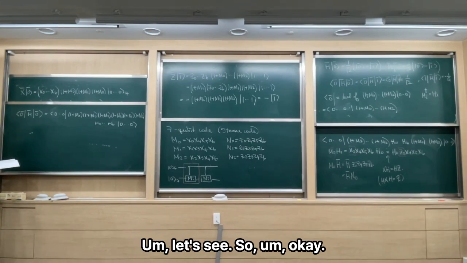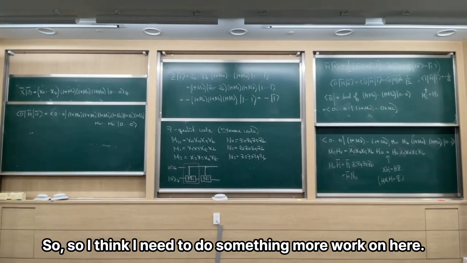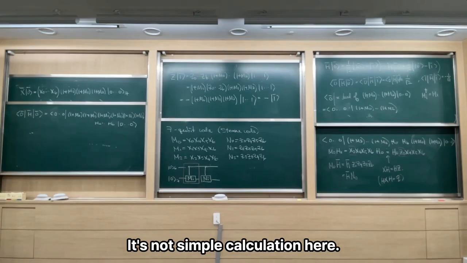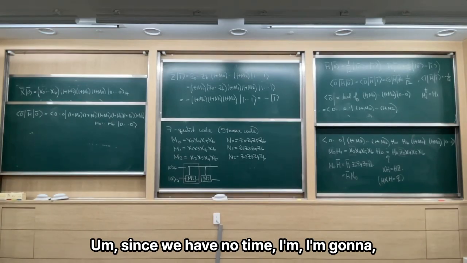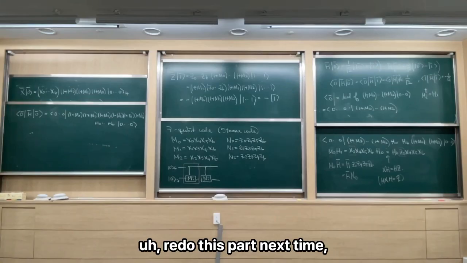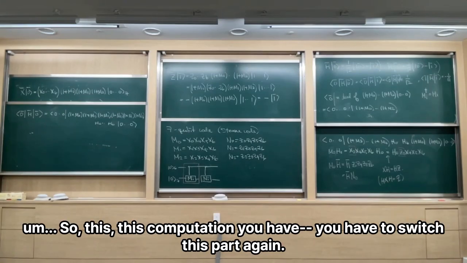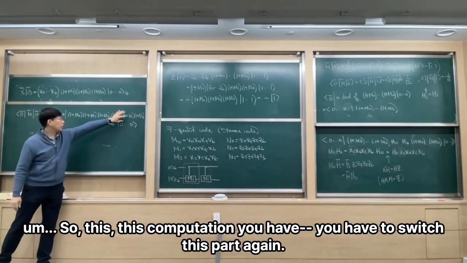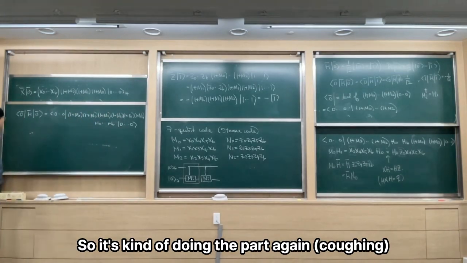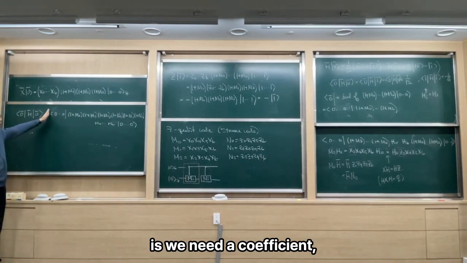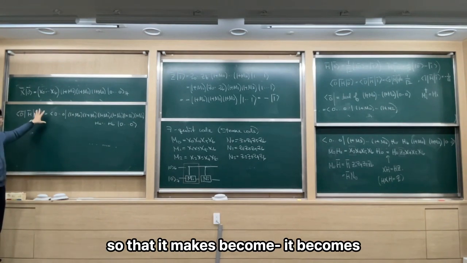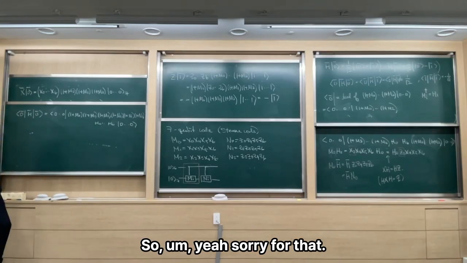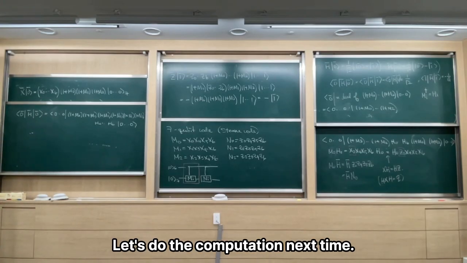Let's see. Okay, so I think I need to do some more work here. It's not a simple calculation. Since we have no time, I'm going to redo this part next time. So this computation, you have to switch this part again, so it's kind of doing the part again. And basically what we need is a real coefficient here, so that it becomes 1 over square root of 2. So yeah, sorry for that. Let's do the computation next time.